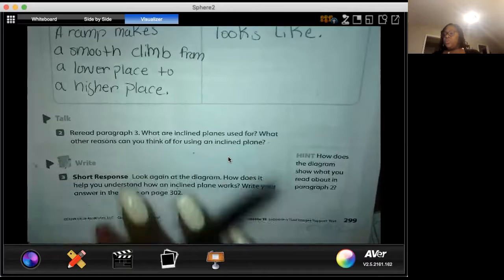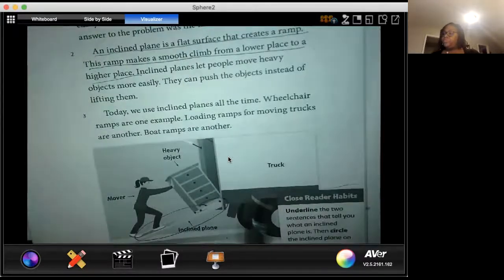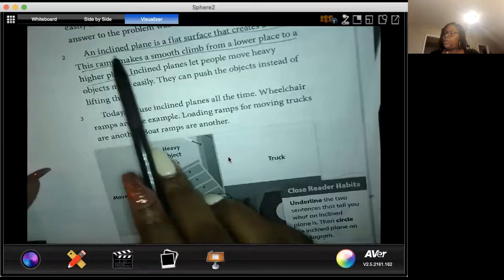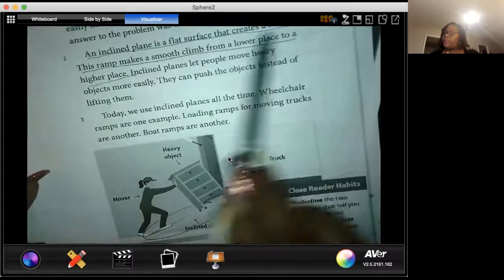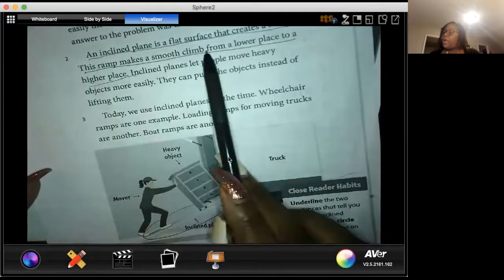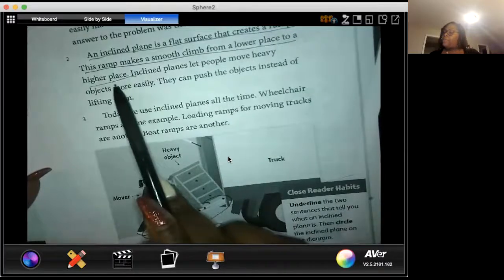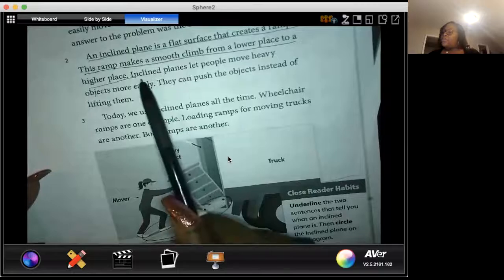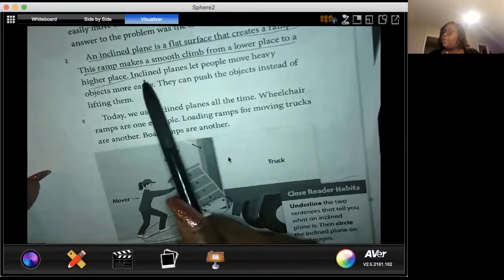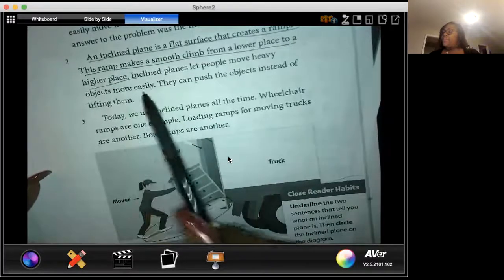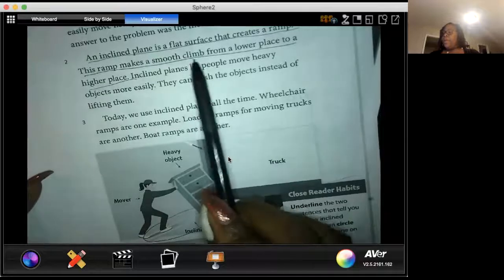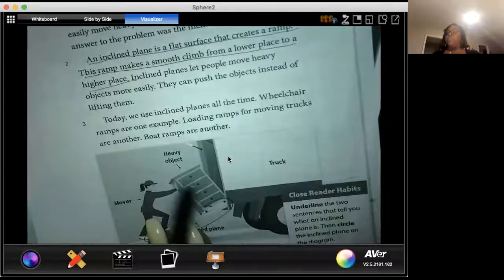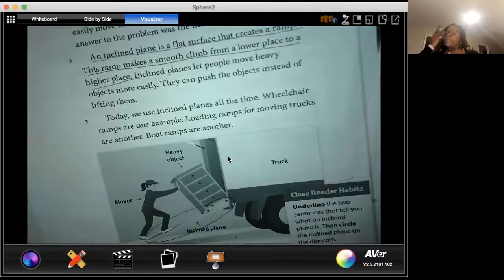They're used for an inclined plane is a flat surface that creates a ramp. This ramp makes a smooth climb from a low place to a higher place. It also, inclined planes let people move heavy objects easily. So it helps you move from a low place to a high place and move heavy objects from a low place to a high place more easily.